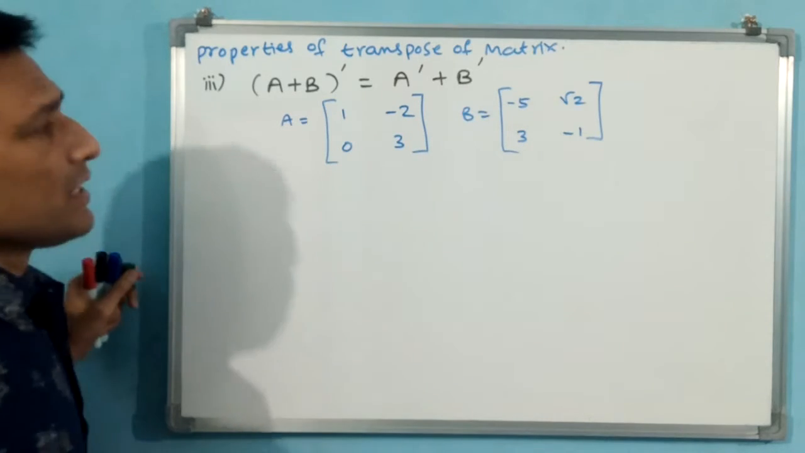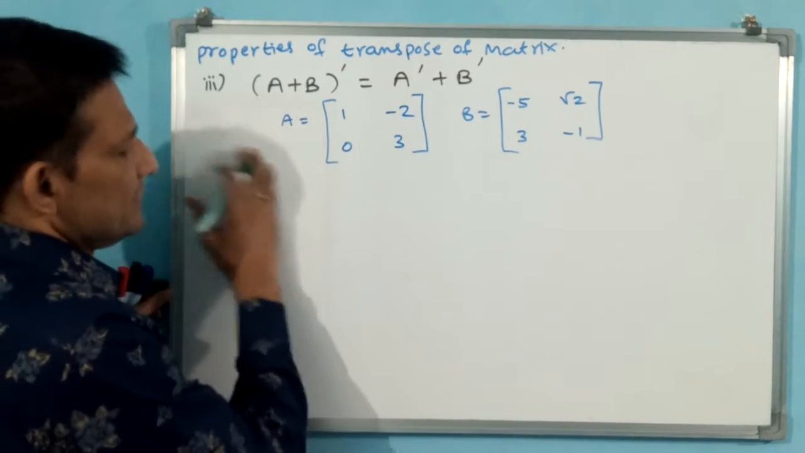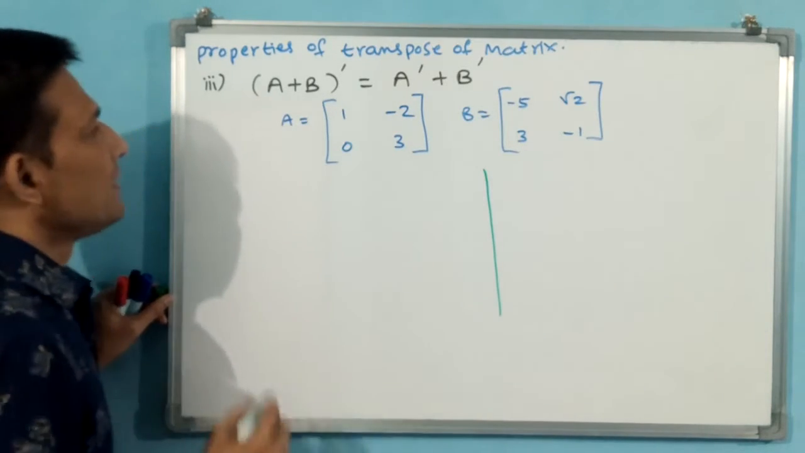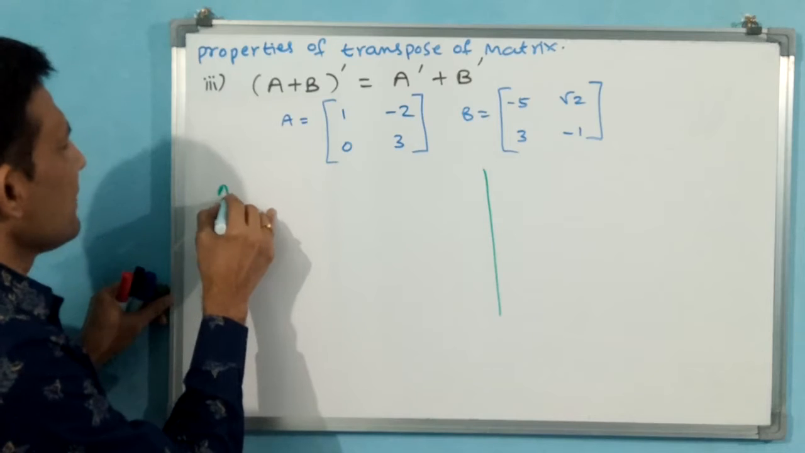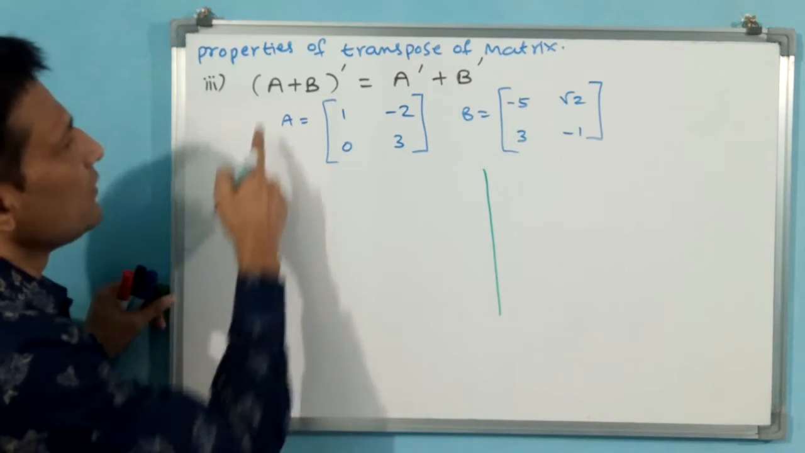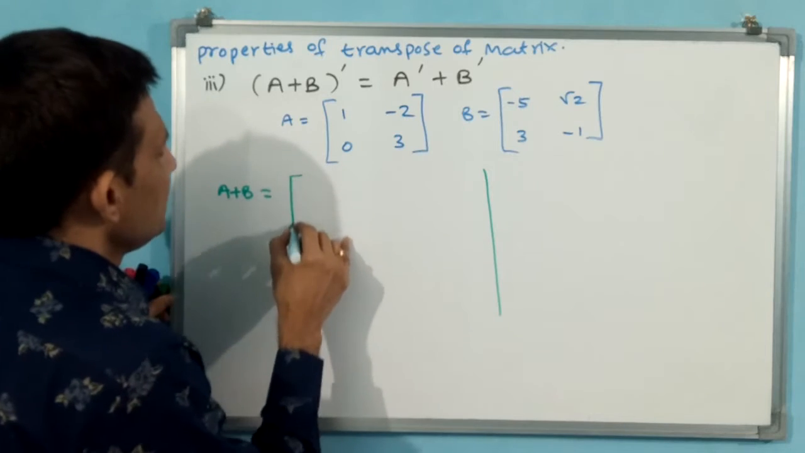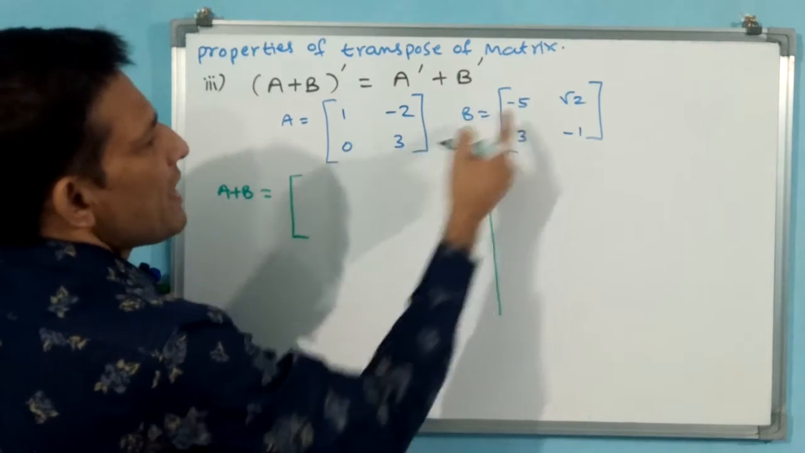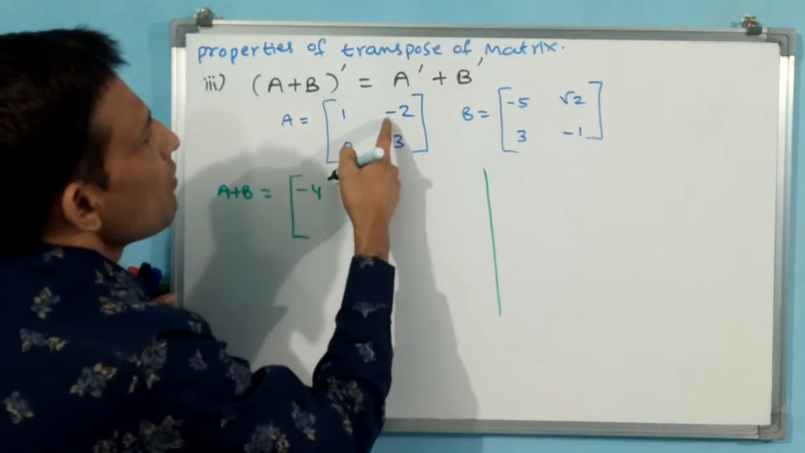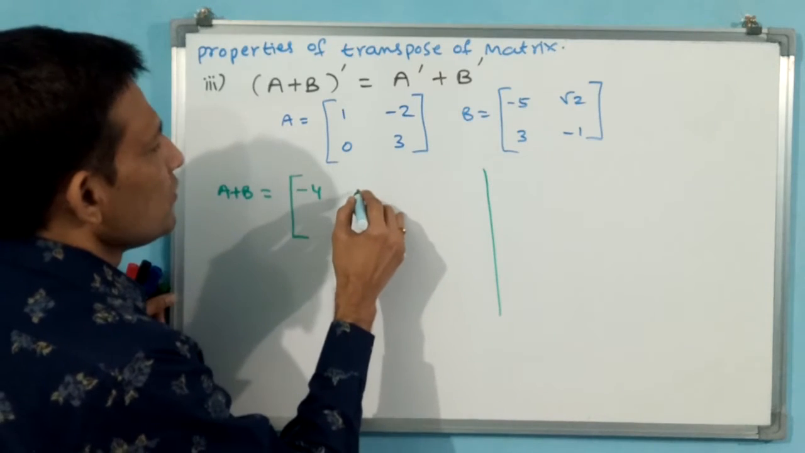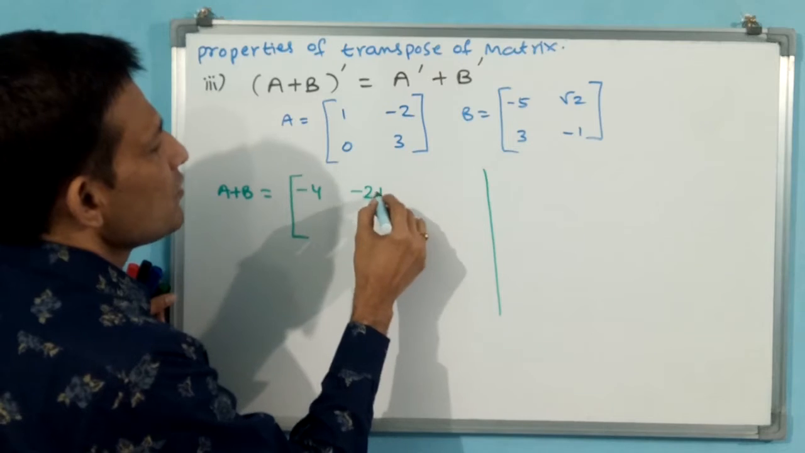First you do LHS this side, then we do RHS this side. LHS means see A plus B. First you do A plus B is equal to, then we will transpose. A plus B is equal to, directly I am writing, 1 minus 5, minus 4, minus 2 plus root 2. Okay, write down minus 2 plus root 2.